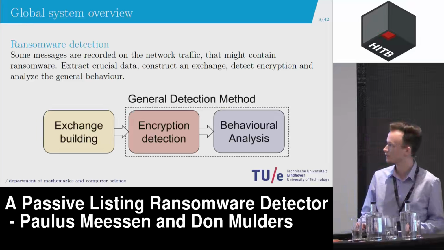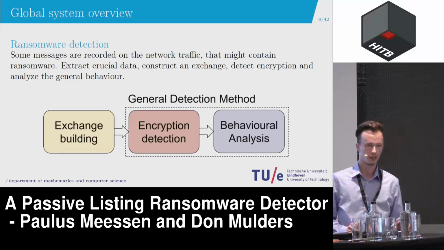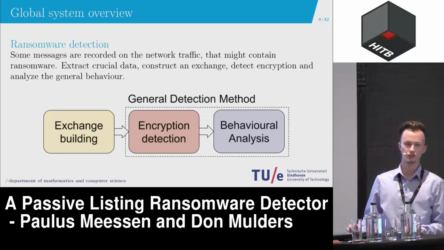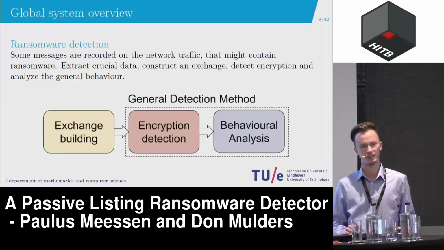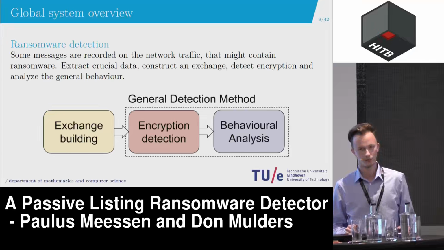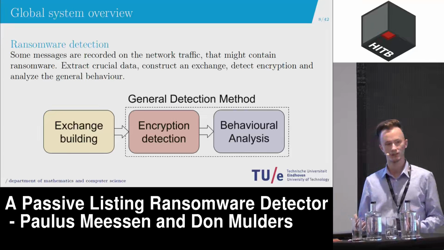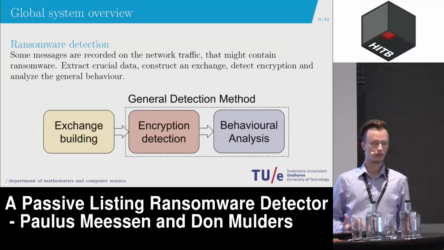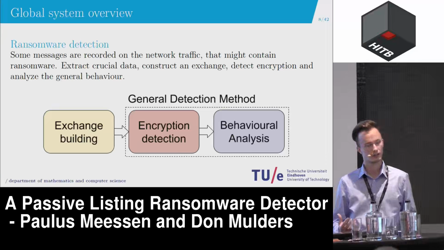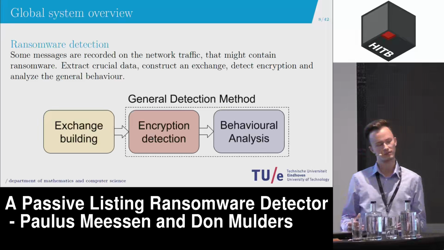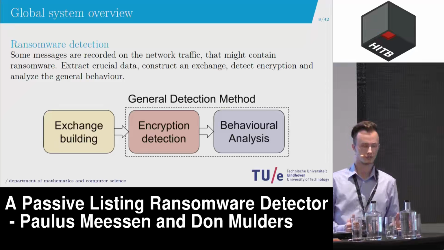And so we figured, well, we can make some sort of system that can detect mass encryption. To do this, we built exchanges based on the message features that we extract from the SMB data. Then we try to figure out whether these exchanges are encrypted. And if they are, then encryption is all fine, but is the behavior that the traffic is displaying actually a user encrypting some stuff, or is it, for instance, ransomware?